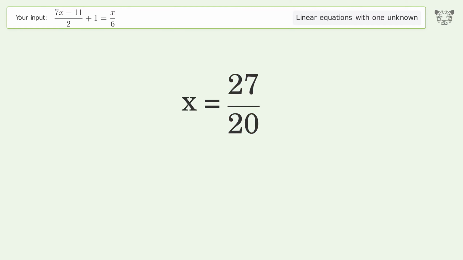And so the final result is x equals 27/20.